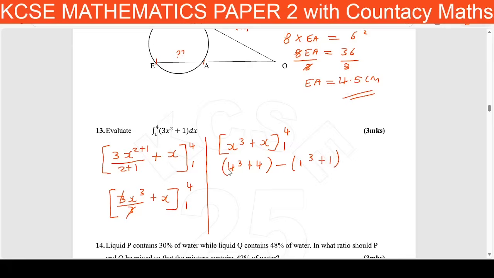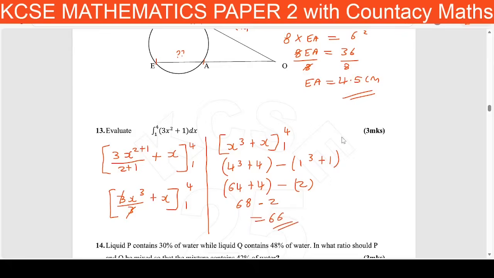So we work out 4 to power 3, that's going to give you 64. Therefore, we write 64 plus 4 there. And then we have a minus 1 plus 1, that's going to give us 2. So finally we have 68 minus 2, and that gives you 66, and that is the required solution for that.